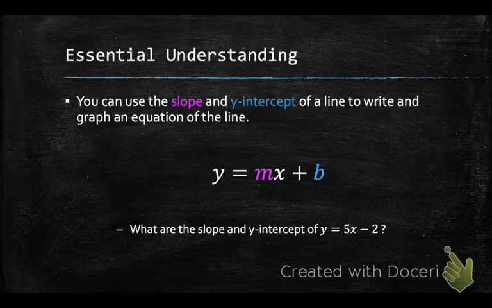And there's 3 different forms that we're going to work with. So this one we need to remember really well. So M represents the slope, B represents the y-intercept. So in this equation down here, 5 is the slope, -2 is the y-intercept.